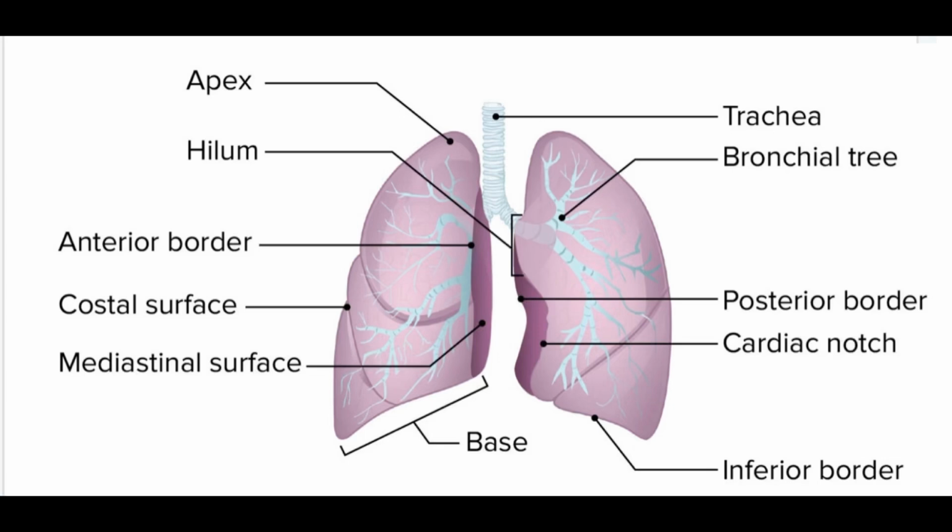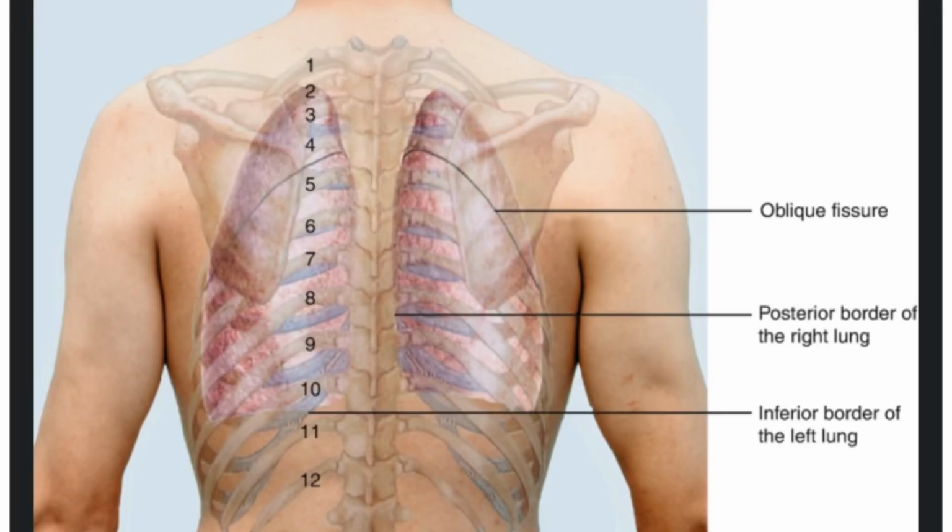Now let's talk about the posterior border. The posterior border is thick and ill-defined, okay. Now this posterior border is related to the heads of the ribs and the sympathetic chain. It tends to extend from the level of the seventh cervical spine, as you can see in this diagram, to the 10th thoracic spine.